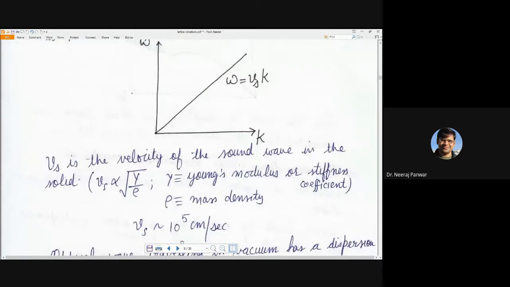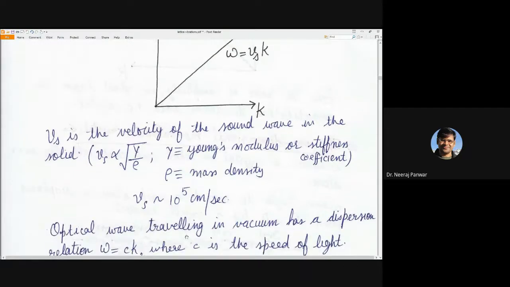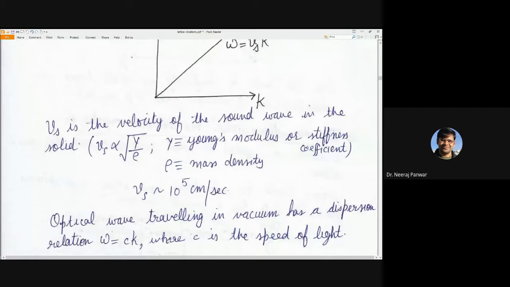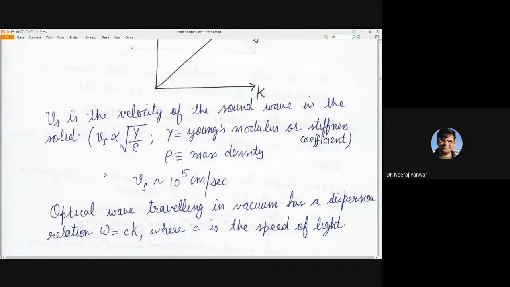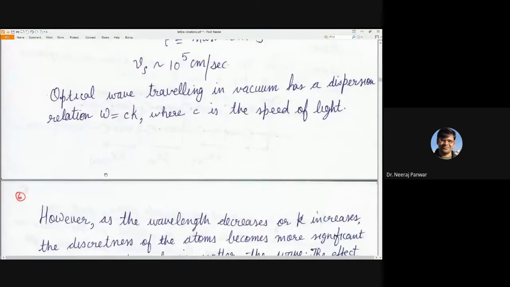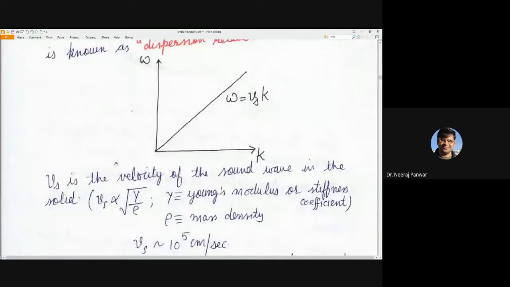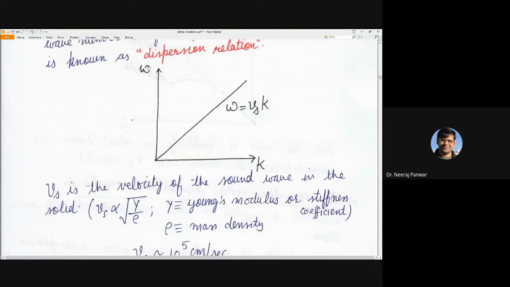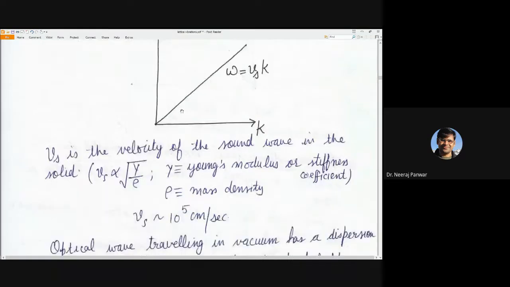And Vs is of the order of 10 to the power 5 centimeter per second or 10 to the power 3 centimeter per second. Optical wave or the electromagnetic wave traveling in vacuum has a dispersion relation of this form. We have a linear relation between omega and k. But we would like to see, when we consider the lattice vibrations, waves propagating inside the solid, how this dispersion relation between omega and k will get modified.